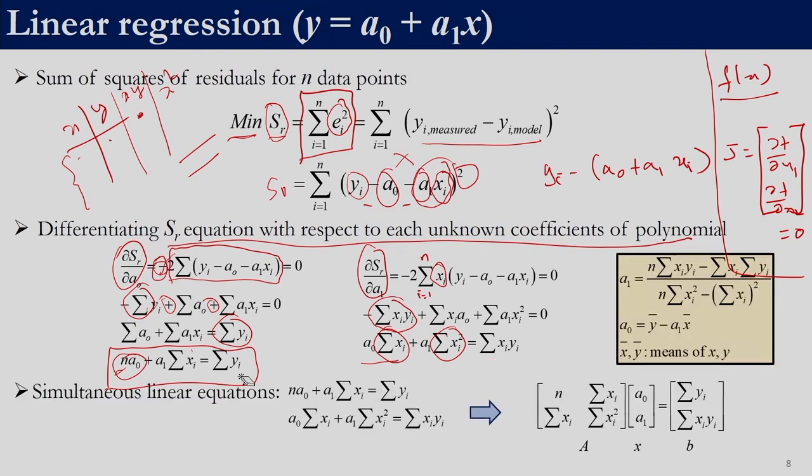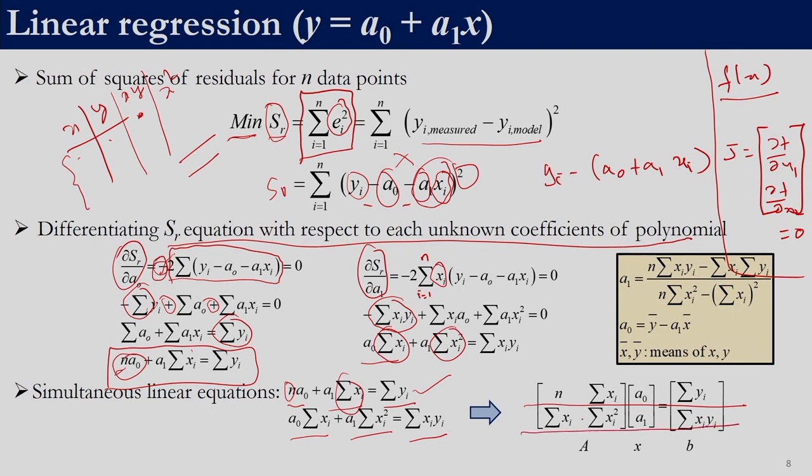So now we can put these two equations in the standard format, right? The two equations can be put in standard format: n a naught plus a1 sigma xi equal to sigma yi. The second equation is a naught sigma xi plus a1 sigma xi square is equal to sigma xi yi. So these are two equations in two unknowns. This can be put in the conventional form, wherein the unknowns are a0, a1, so we write it as a vector, and the constants related to these two equations are n plus sigma xi. If I expand this first equation, it will be n into a0 plus sigma x into a1 is equal to sigma yi, which is nothing but our first equation. The second equation is a0 into sigma xi plus a1 into sigma xi square is equal to sigma xi yi. So that is our second equation.